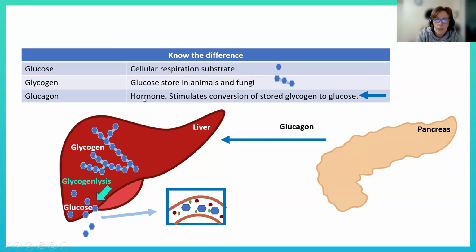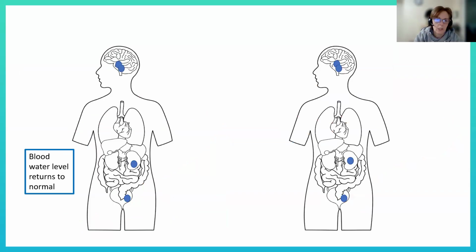So it's worth us eating it to get hold of these glucose molecules. And then we've got glucagon, which is the hormone. And this is what stimulates the conversion of glycogen to glucose. So it's quite a few similar names there. And then we've got glycogenesis and glycogenolysis as well as the names of the processes. So it's a bit of a tricky topic, this one, unfortunately.